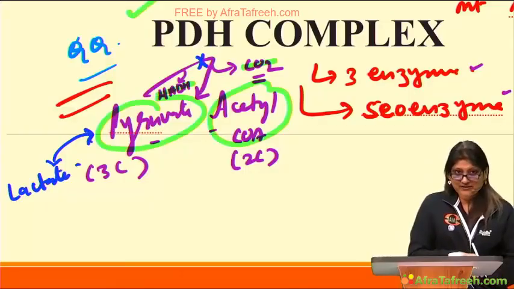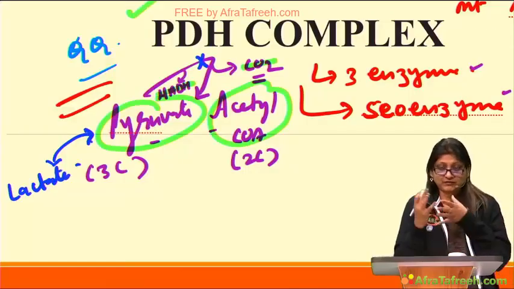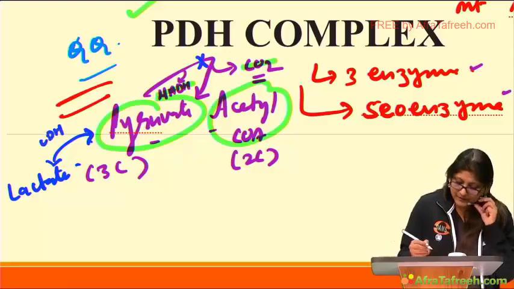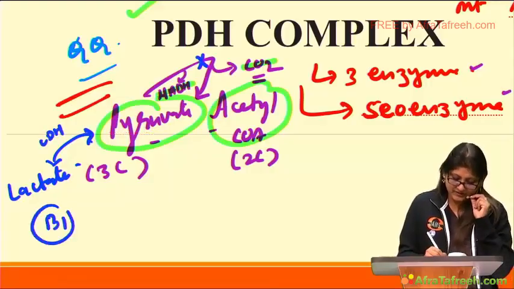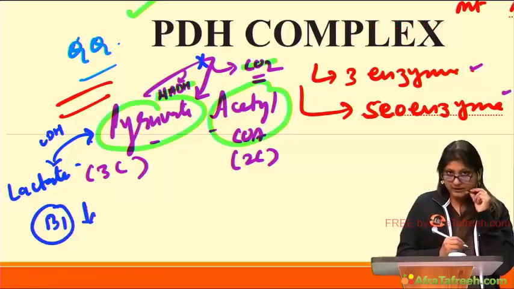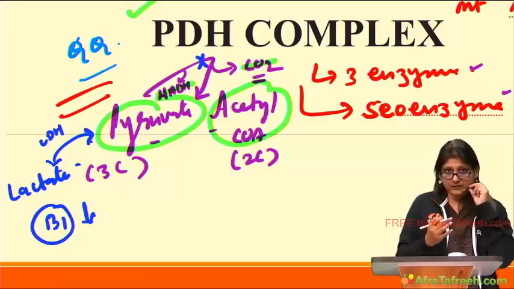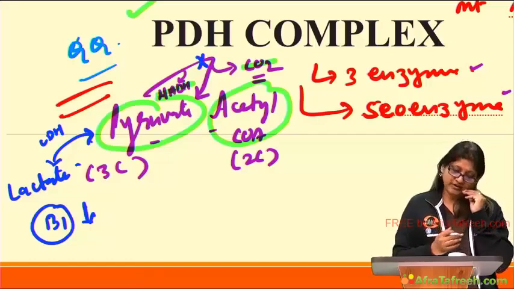So pyruvate is converted to lactate. If pyruvate is not converted to acetyl-CoA, it will say I will go and get converted to lactate. So the baby who has B1 deficiency will have lactic acidosis, and that is explained only by this PDH complex requirement of vitamin B1.